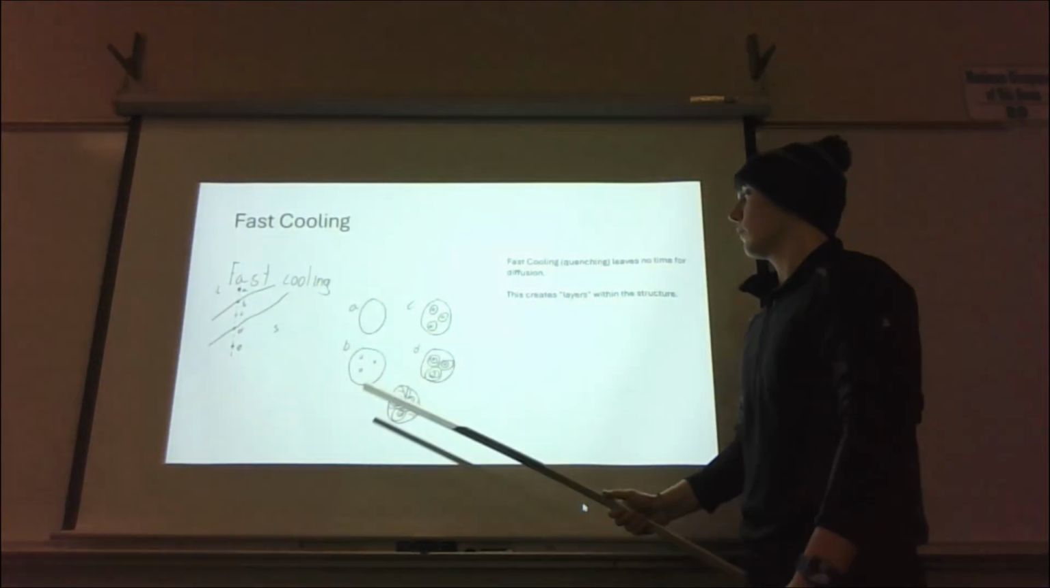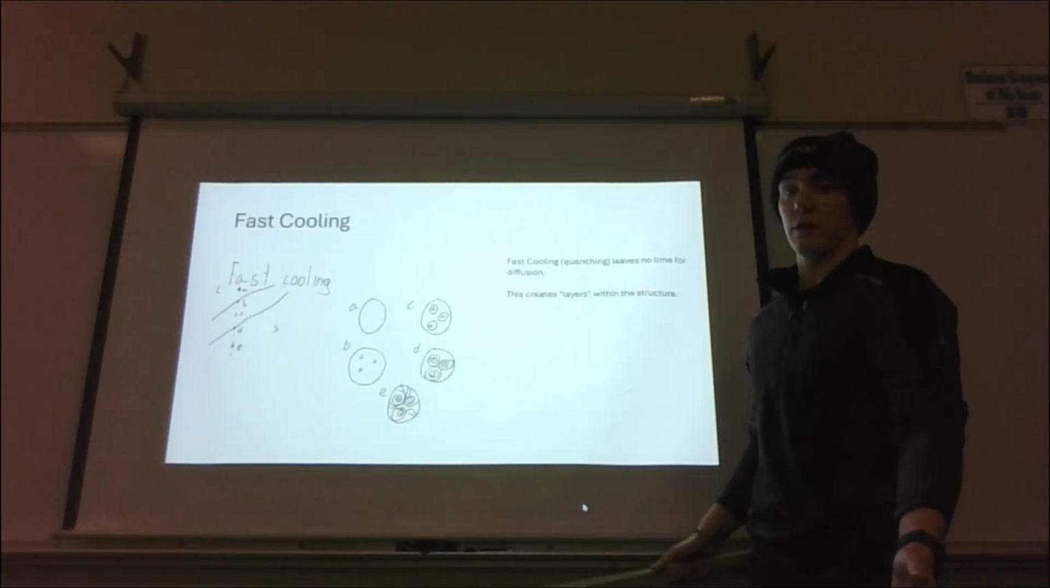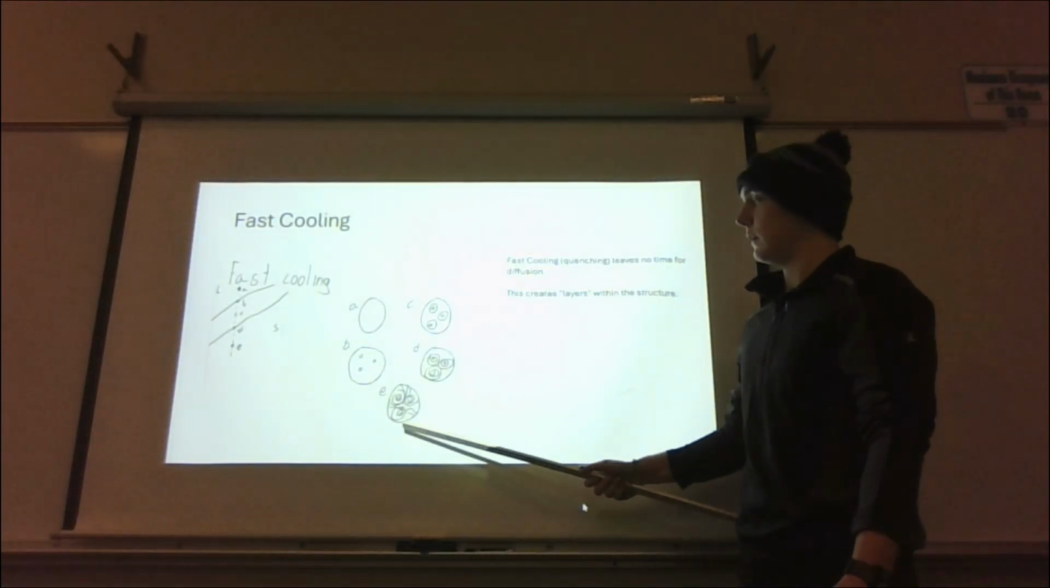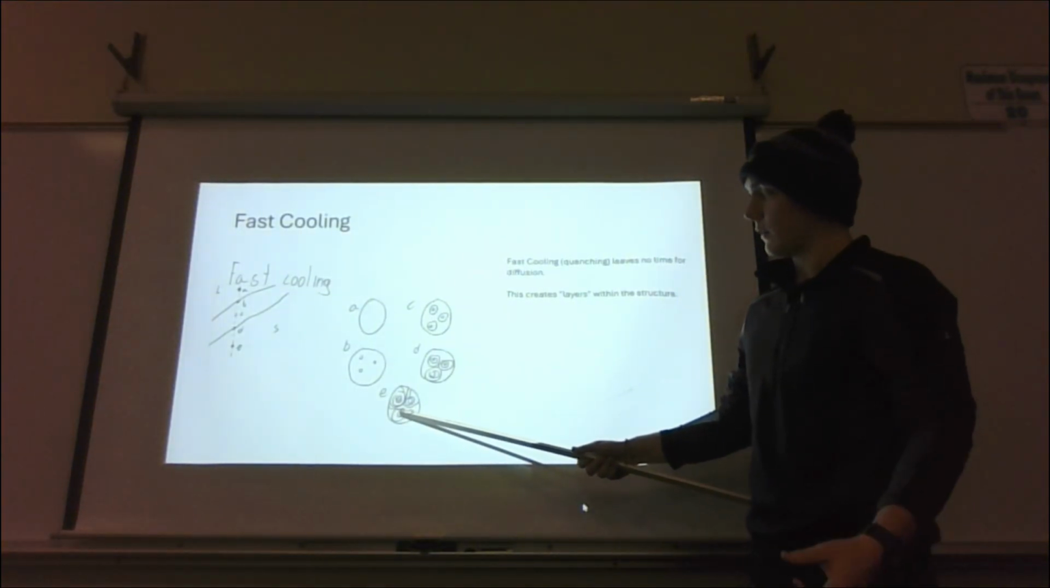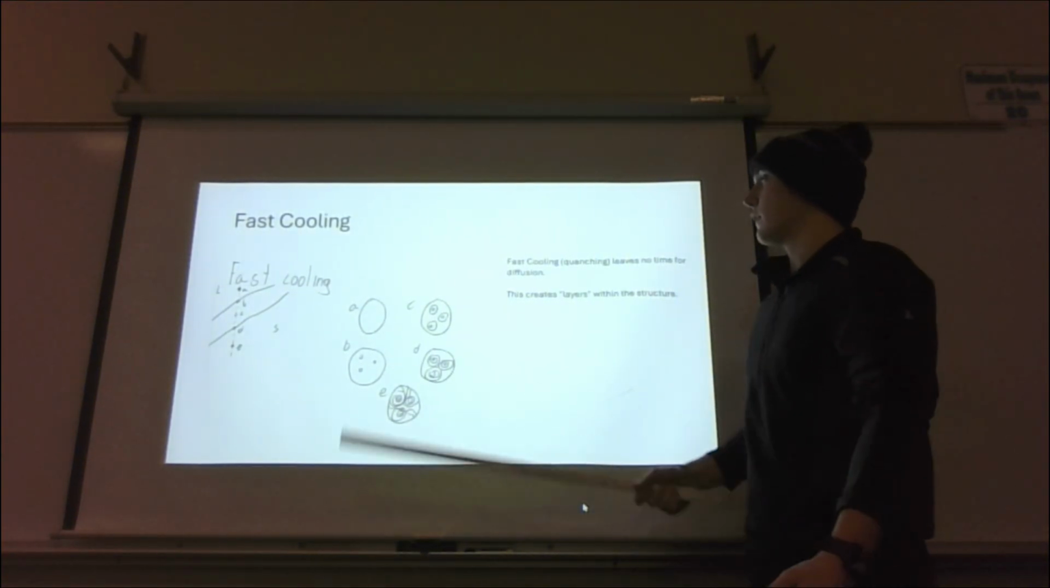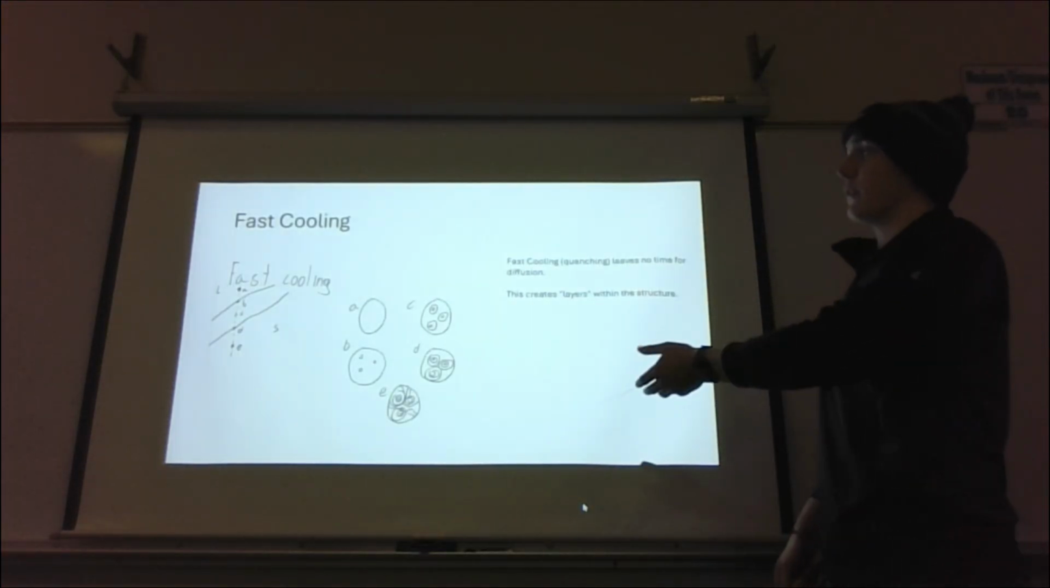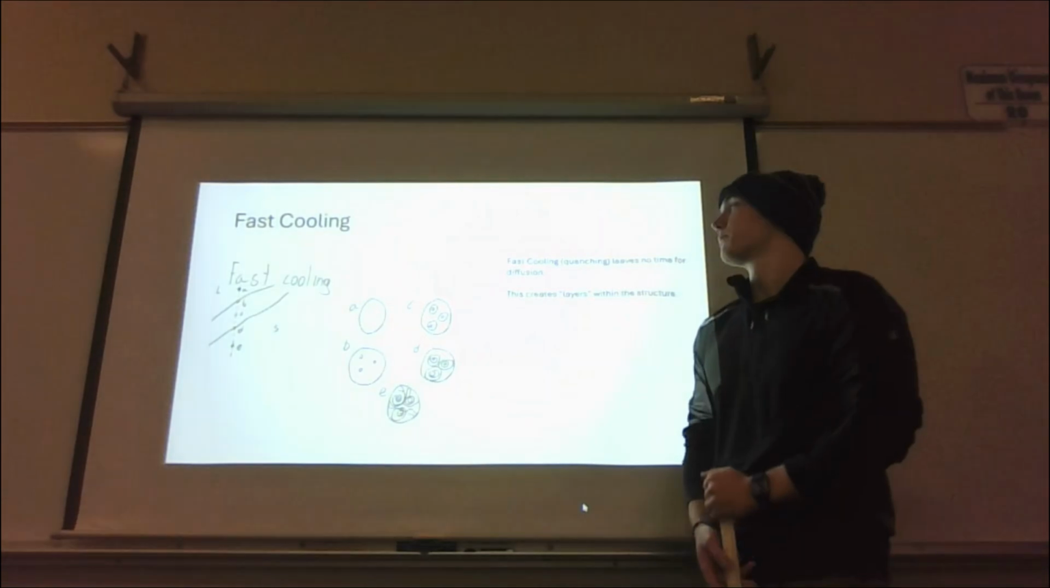And then as we keep going down, we'll see that layers are forming on top of the layers that have already been formed. So right here in the middle, if we go all the way down to E, we'll see that the middle is a different percentage of gold than the outside, and that correlates to the different melting points of those different percentages. And that's why these layers are formed within the structure.